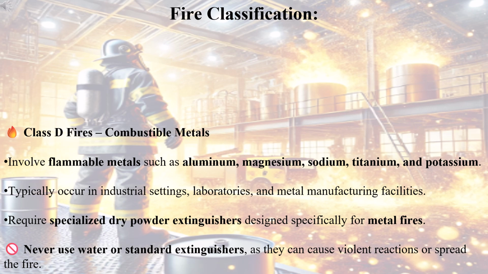Class D fires, combustible metals, involve flammable metals such as aluminum, magnesium, sodium, titanium, and potassium. Typically occur in industrial settings, laboratories, and metal manufacturing facilities. Require specialized dry powder extinguishers designed specifically for metal fires. Never use water or standard extinguishers, as they can cause violent reactions or spread the fire.